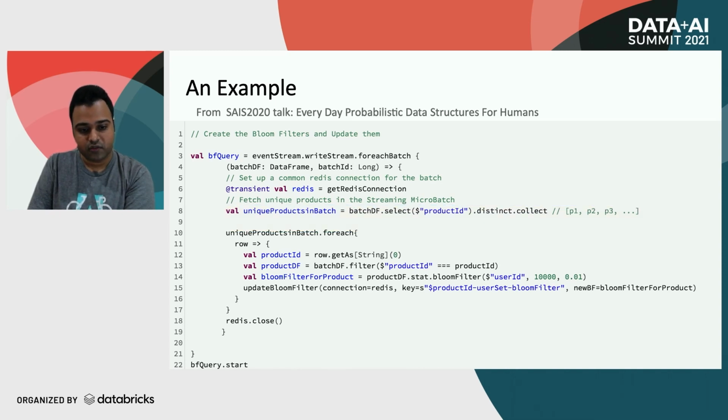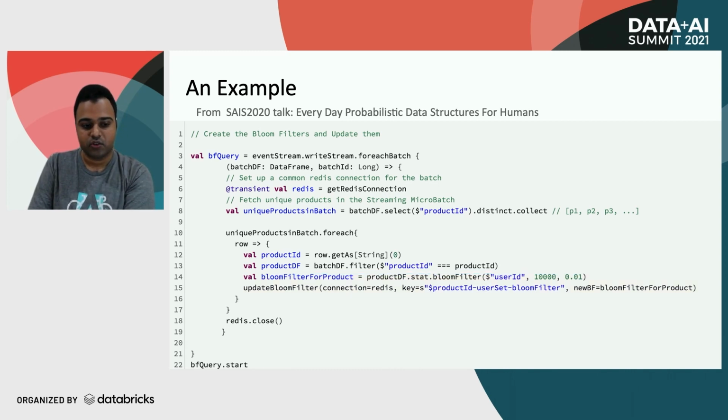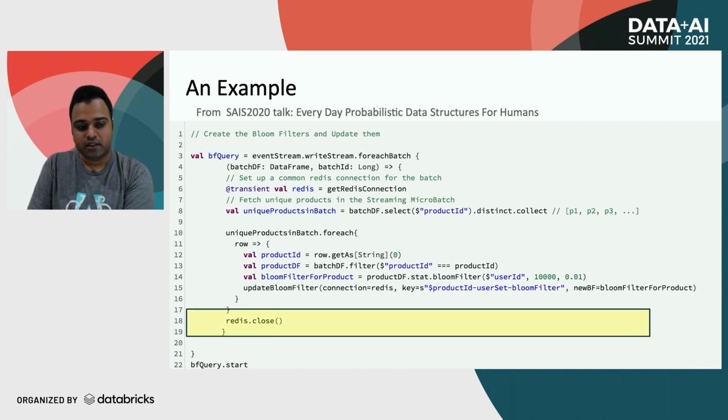And then we use the Redis connection that we created at the top of the partition to send the data to the external sink, that is Redis in this use case. And once we are done, we close the Redis connection and we are done. So this way, we saw an example of all the things that we spoke about in the pros and cons.